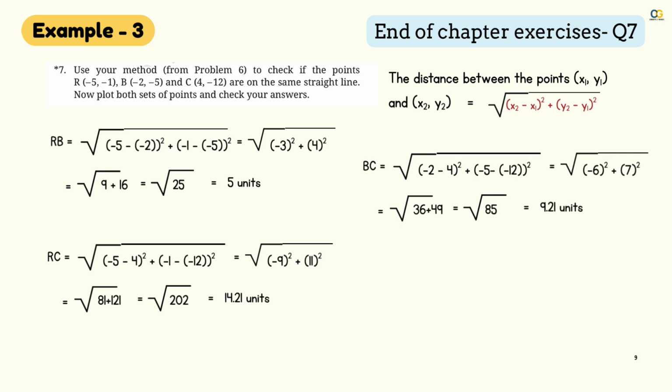As we can see that AB plus BC distance will be equal to the total AC distance, we can say that all three points are on a straight line. This is how you use the distance formula to determine if 3 points are on a straight line.